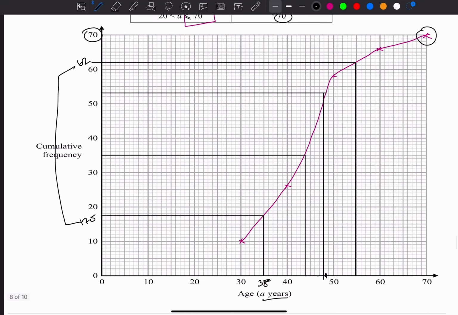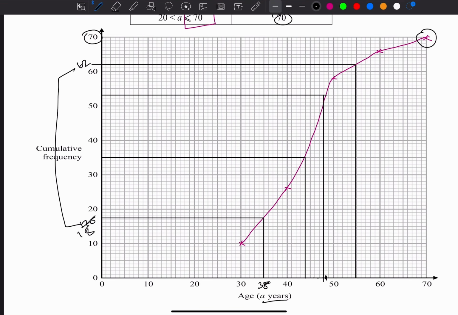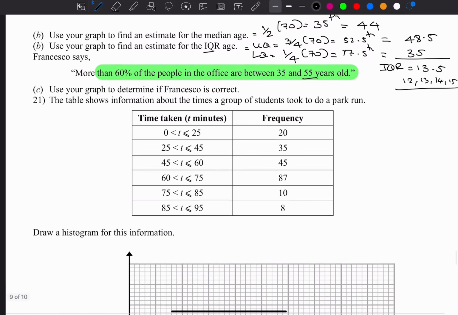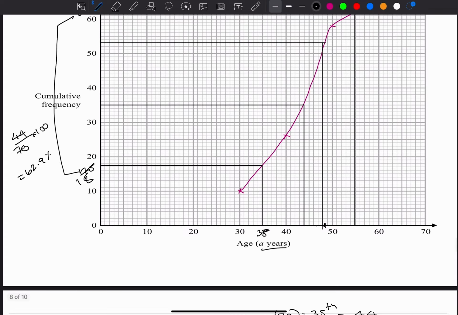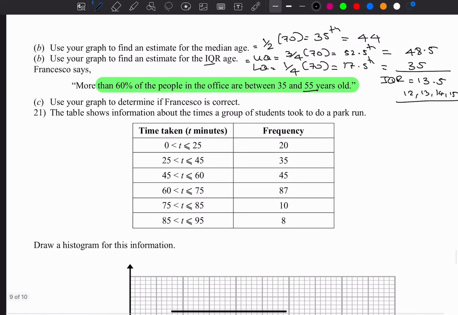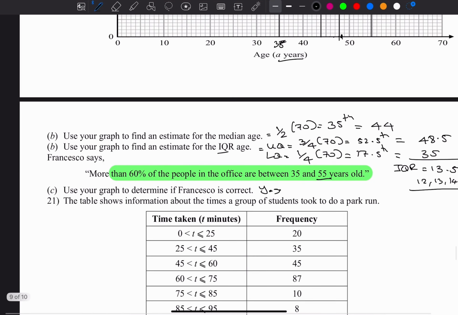So this 17.5, let's call it 18, just to round it. 62 take away 18 is 44 people out of 70 people, times by 100, that will give you the percentage: 62.9. I said more than 60% of the people are between 35 and 55 years old. Yes, it seems to work. And those are the numbers we've done on the graph.